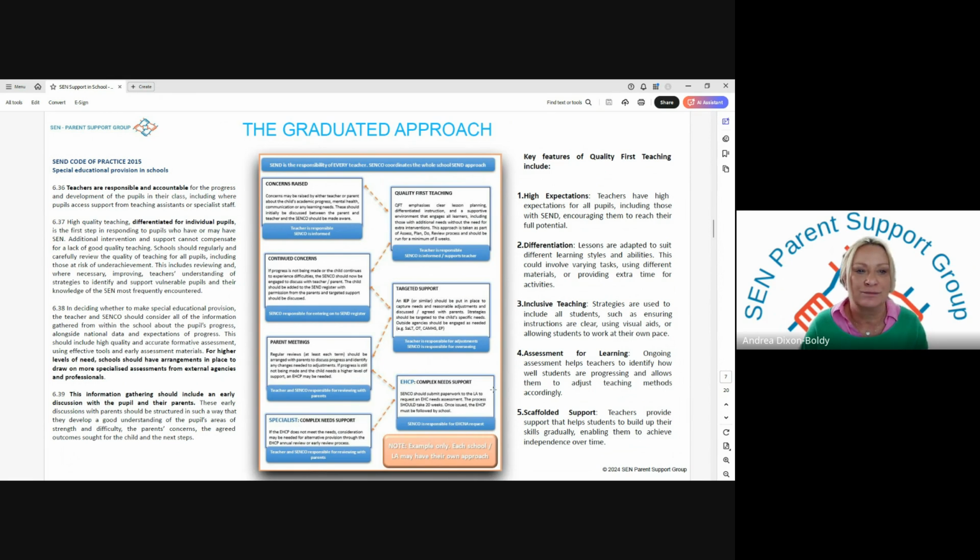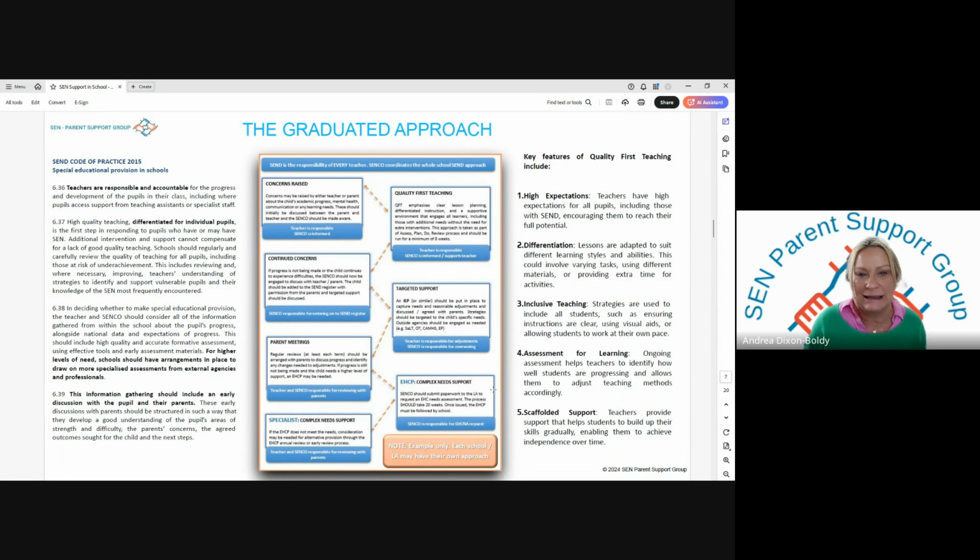a teacher would be responsible to the SENCO. They need to raise concerns in terms of academic progress, mental health, communication or learning needs. They would be discussed between the parent and the SENCO. The action then would be quality first teaching.